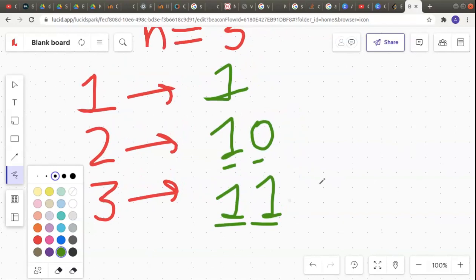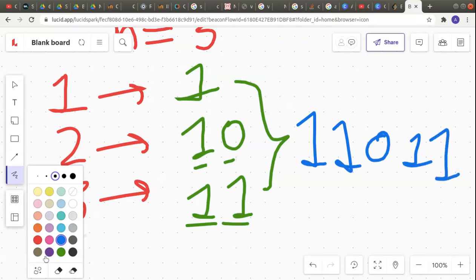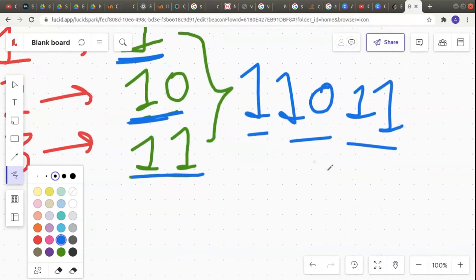3 is 1 1, so 2 power 0 into 1 plus 2 power 1 into 1, so 3 is 1 1 in binary. Now we have to concatenate all these together, right? So let me concatenate them together. First I write 1, then I write 1 0, then I write 1 1. Because of 1, I have written 1 here. Because of 1 0, I have written 1 0 here. And because of 1 1, I have written 1 1 here. So I have concatenated all of them together.